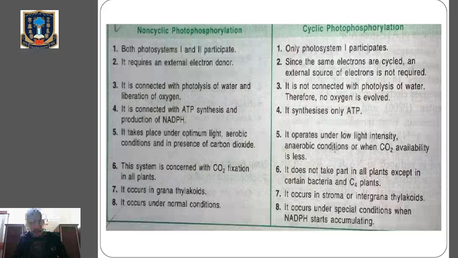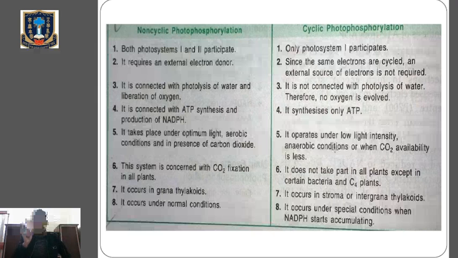In non-cyclic photophosphorylation, both PS2 and PS1 are involved, but in cyclic only PS1 is involved. In non-cyclic it requires an external electron donor, but in cyclic, since the same electrons are cycled, an external source of electrons is not required. Listen very carefully: in cyclic the same electrons will be utilized again and again. Non-cyclic is concerned with the photolysis of water along with the release of oxygen, but in cyclic there is no formation of oxygen, there is no splitting of water molecules.